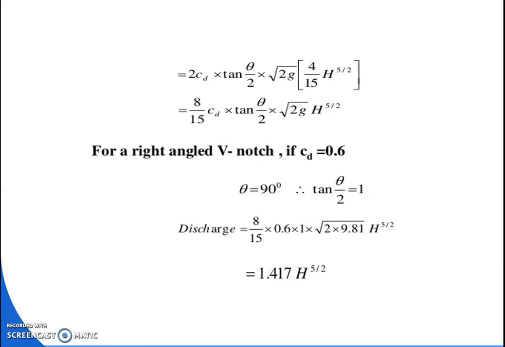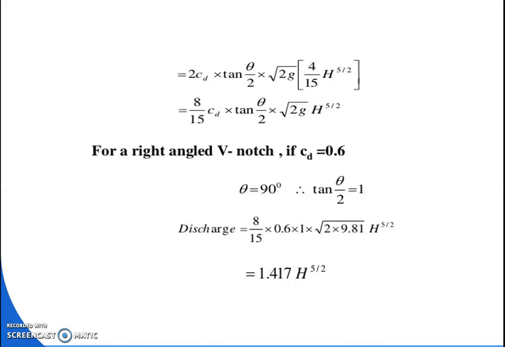Let us consider a right angle V notch. For a right angle V notch, theta is equal to 90 degrees. So we are having tan theta by 2 is equal to 1. The value of discharge can be obtained by putting the value, Q is equal to 8 by 15 CD tan theta by 2 into square root of 2g into H to the power 5 by 2.